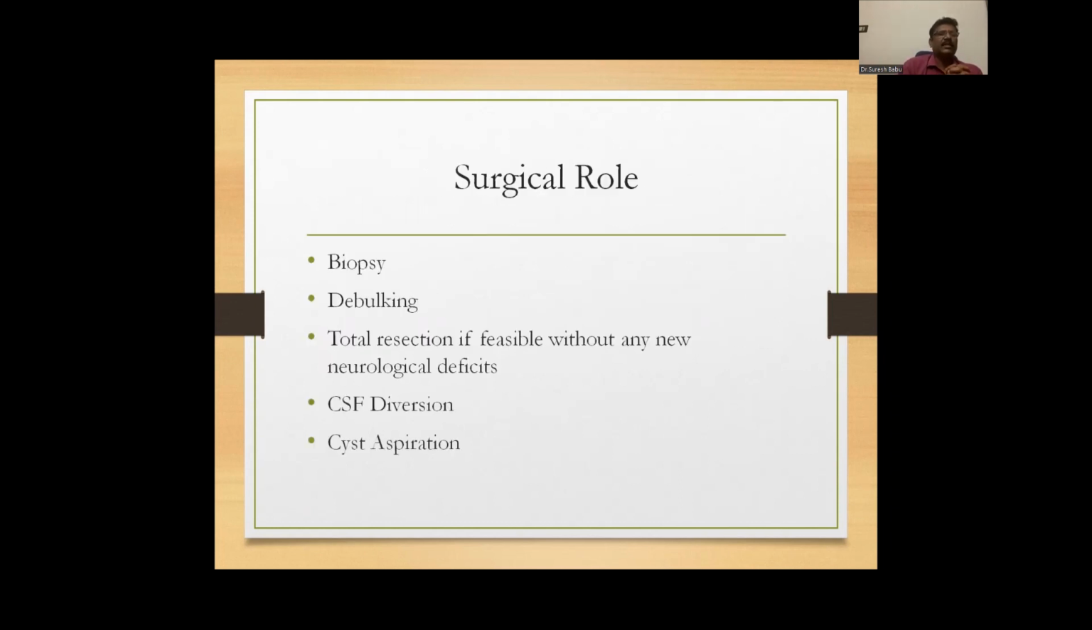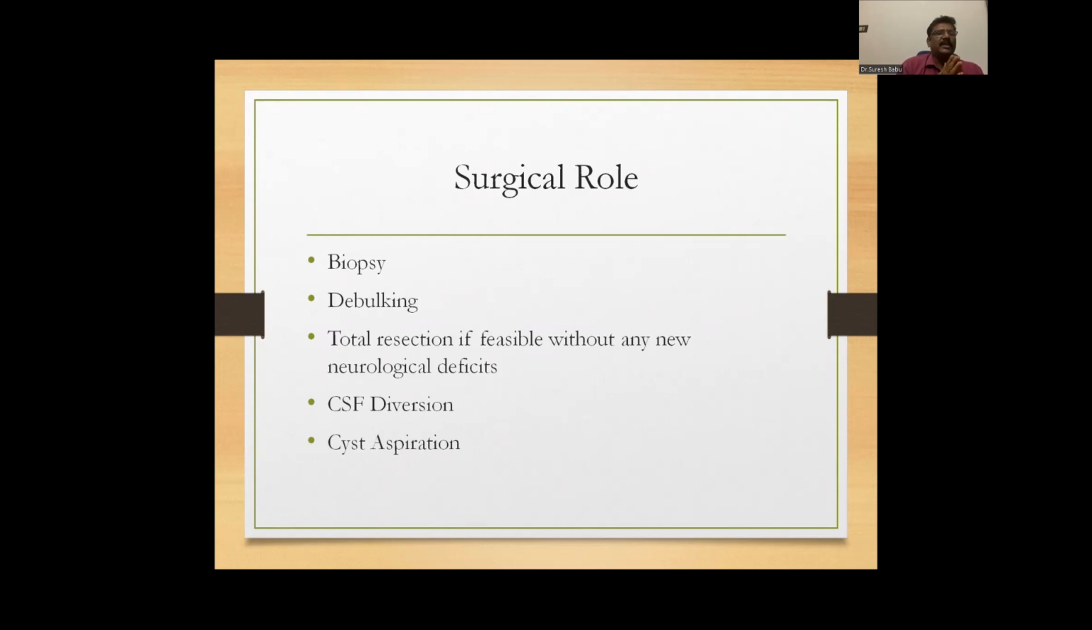So, the surgical role. As I said earlier, first they go for debulking. Then if there is obstruction in the CSF pathway causing hydrocephalus, they do CSF diversion. In some patients with sporadic tumors, cyst formation can be there in the lesion. In such cases, they will do a cyst aspiration and insert an Ommaya reservoir so that they can periodically aspirate the cyst.